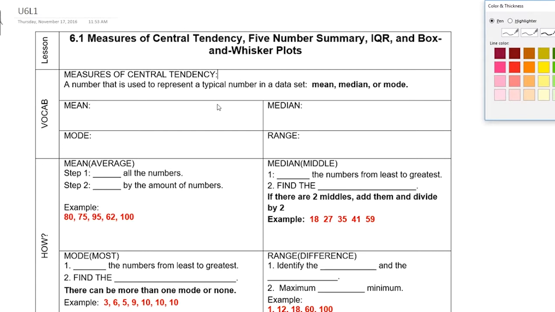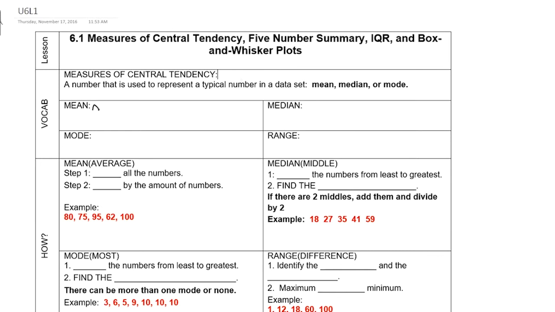All right, so the first one, we're going to look at our measures of central tendency, which is a number that is used to represent a typical number in a data set. It's either going to be the mean, the median, or the mode. You use one, you don't use all of them. So the mean is simply the average of all numbers. We'll talk about how to find that later in the lesson.